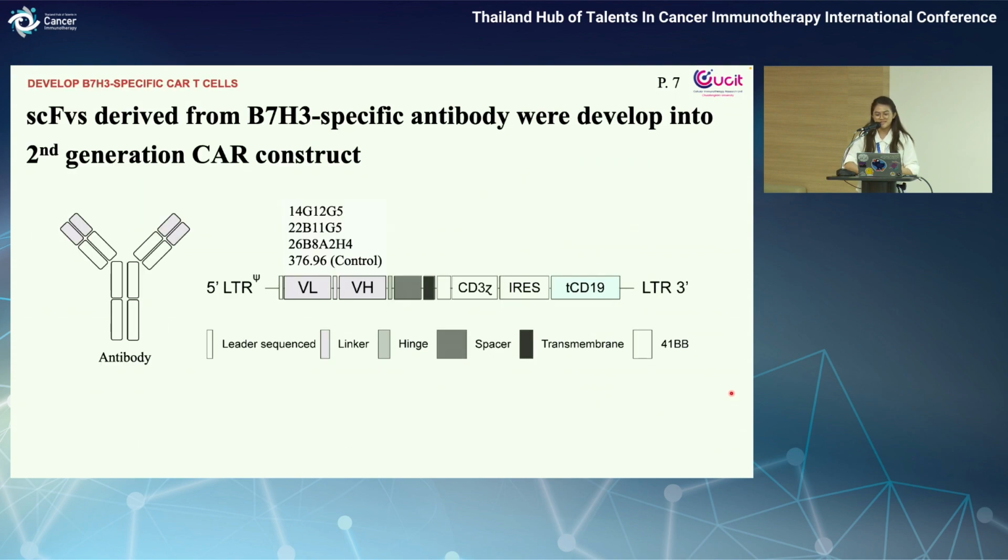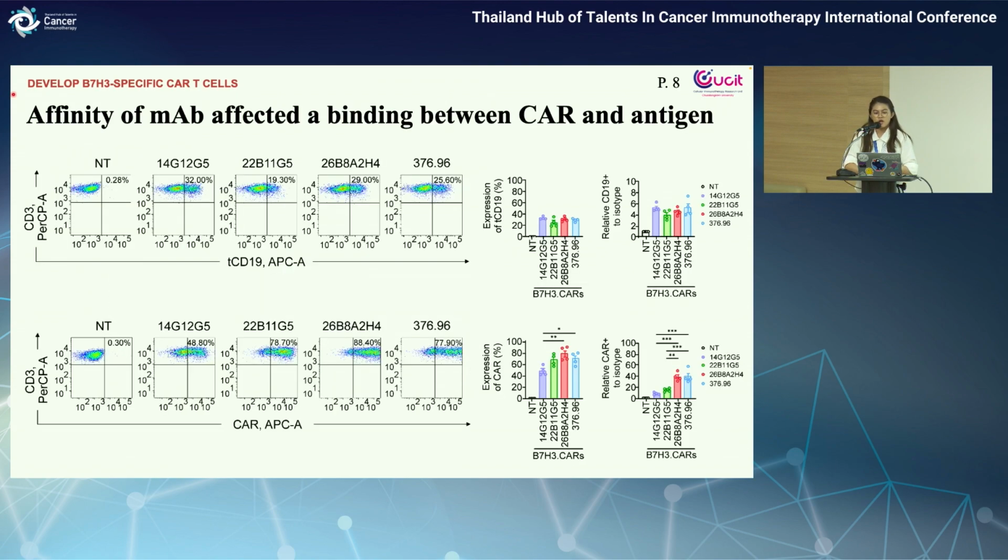Therefore, we selected these monoclonal antibodies to develop into the scFv format in a CAR construct, and compared them together with the published clone T7696 as a positive control, as shown in this schema. 4 days after retrovirus transduction, we found that the truncated CD19, a surrogate marker to check transduction efficiency, can be similarly detected on T cells across all constructs.